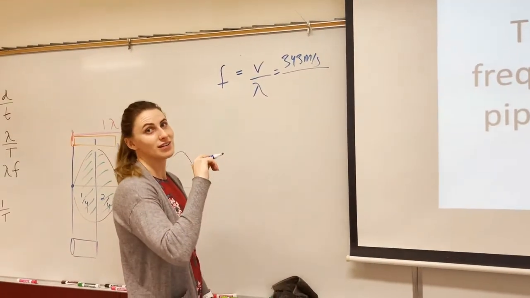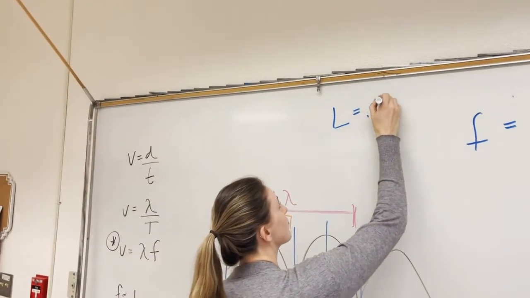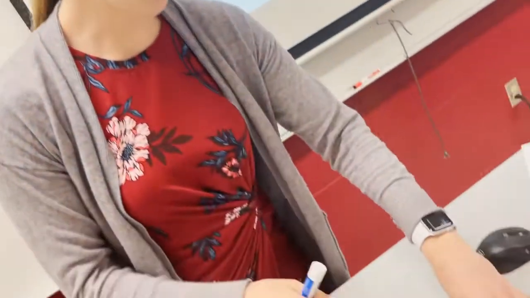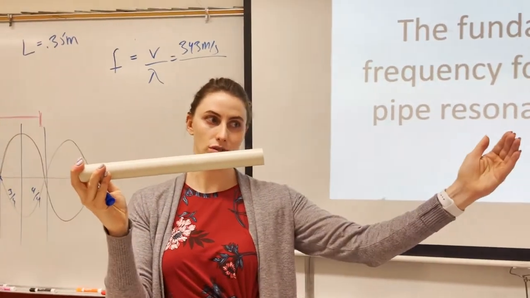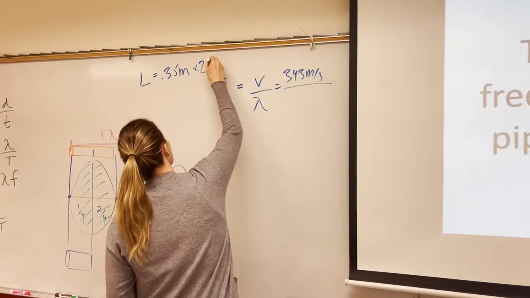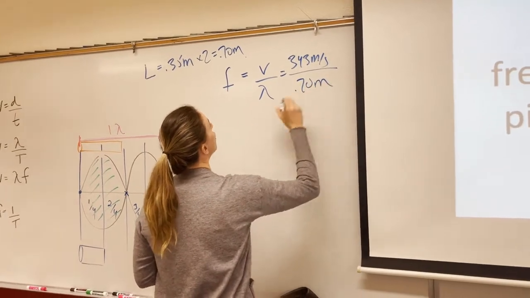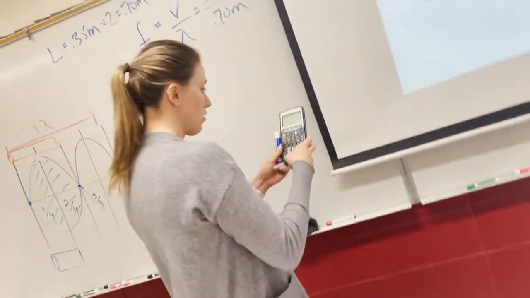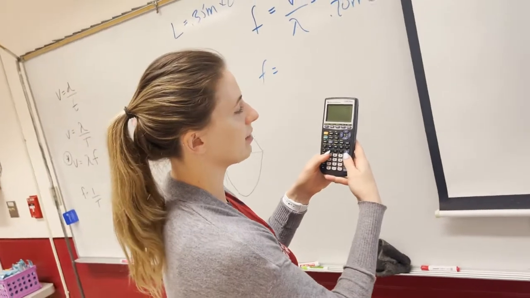Okay, 0.35 meters is half a wavelength. It's an open pipe, so there's half a wavelength in here, but how long is the full wave? Double that. So 35 times 2 is 70. So that's going to be 0.70 meters is the entire wavelength. Boom. Okay, so let's plug this in. 343 divided by 0.7, and I get 490.